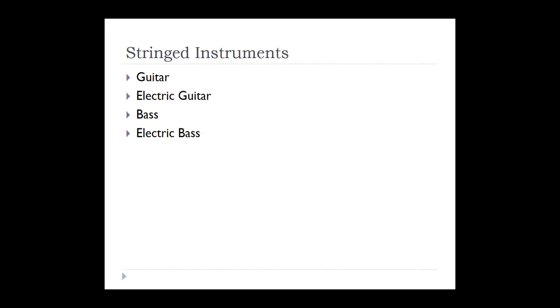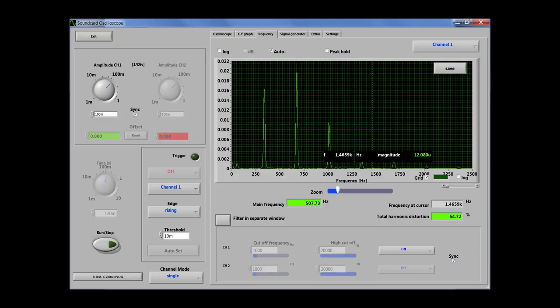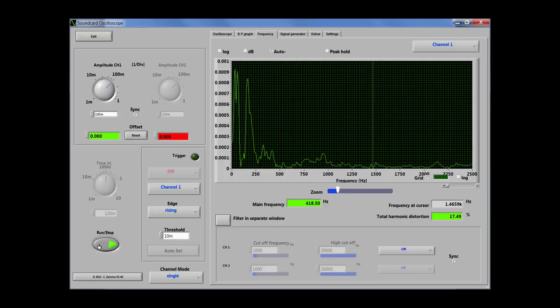After this, we're going to now look at a variety of stringed instruments. I have 4 stringed instruments that we can compare. I have my guitar, which is an acoustic guitar. We have, courtesy of the Jazz Ensemble, also electric guitar, acoustic bass, and electric bass. So beginning with acoustic guitar.